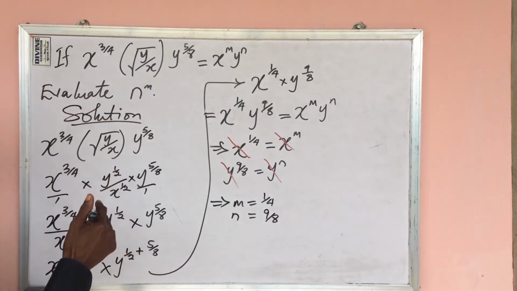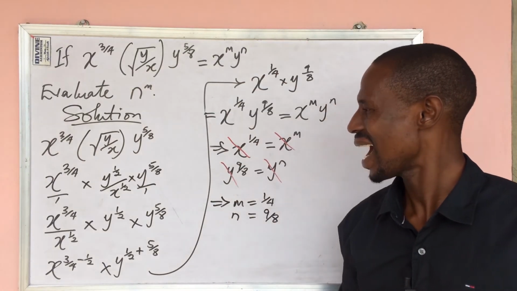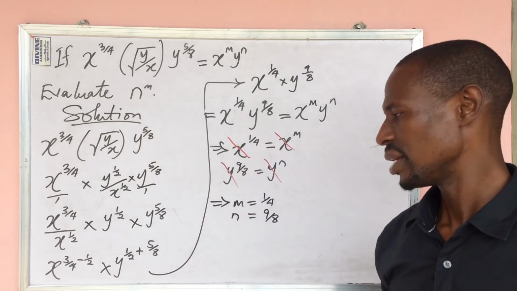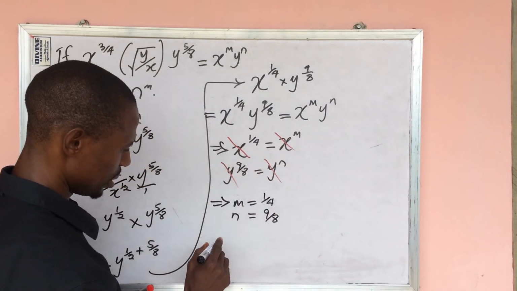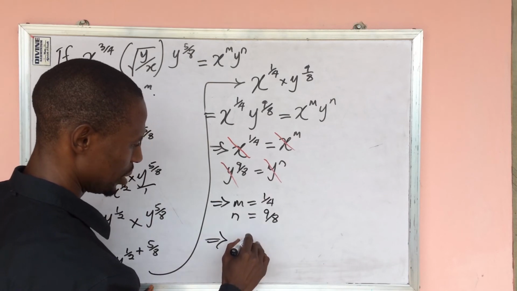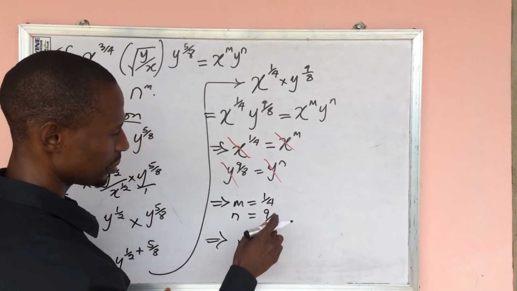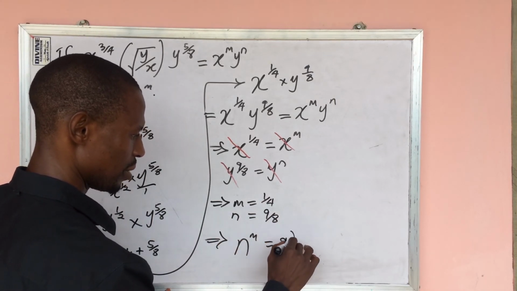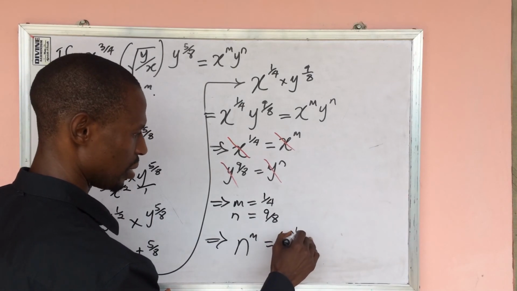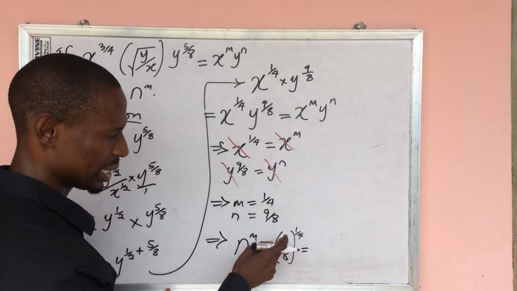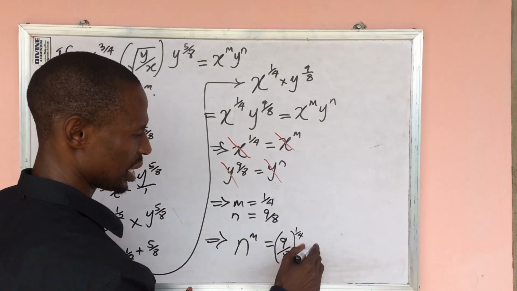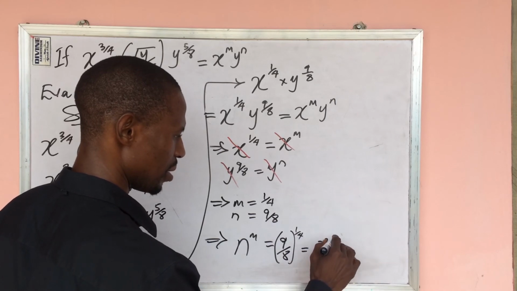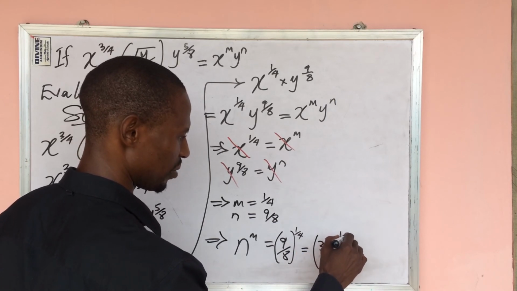But look at what we are asked to find here. We should evaluate n raised to power m. So we input this into that. This now implies that n to the power of m, where n is 9 over 8, gives us 9 over 8 raised to power 1 over 4. But recall that this 9 over 8 can also be written as 3 squared over 2 cubed, raised to power 1 over 4.